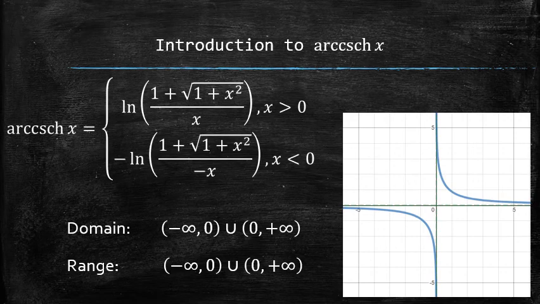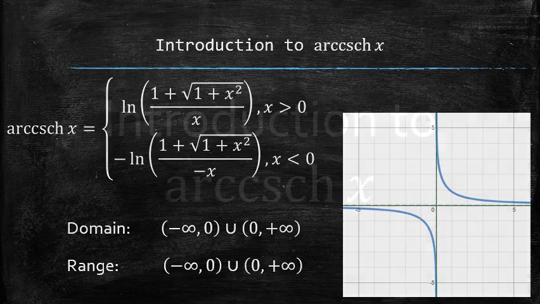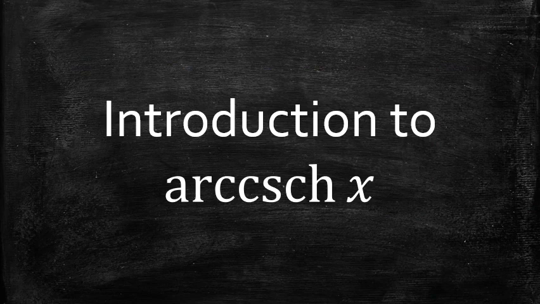So the best way to define the hyperbolic arc cosecant function is to use the piecewise notation. We introduced a new function called the hyperbolic arc cosecant of x and discussed some of its properties.